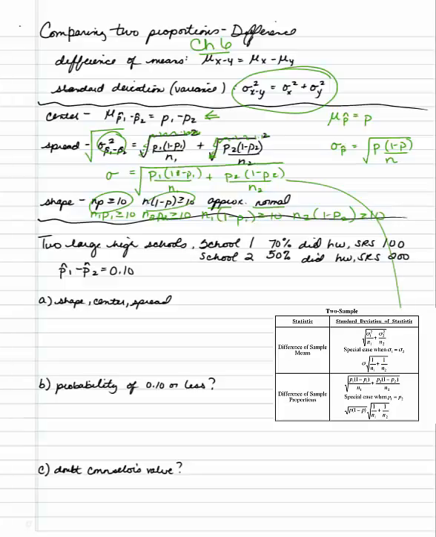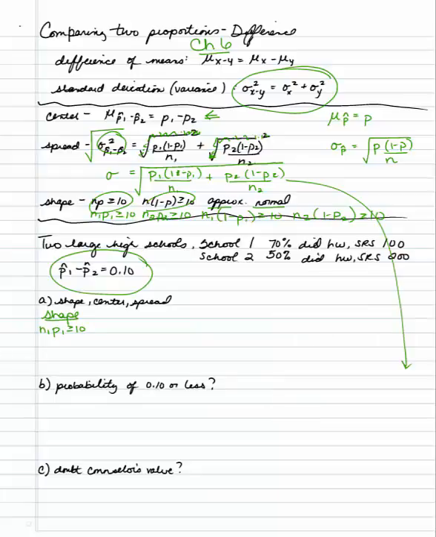So for the first example, we've got school 1, where 70% did homework last night, in a sample of 100. In school 2, 50% did homework last night, in a sample of 200, and we know that this is the difference of our proportions. So for our shape, the only way we can say it's normal or approximately normal is to do some of these calculations. Let's back up for a second and list all these. What is N1 and what is P1? What is N2 and what is P2?